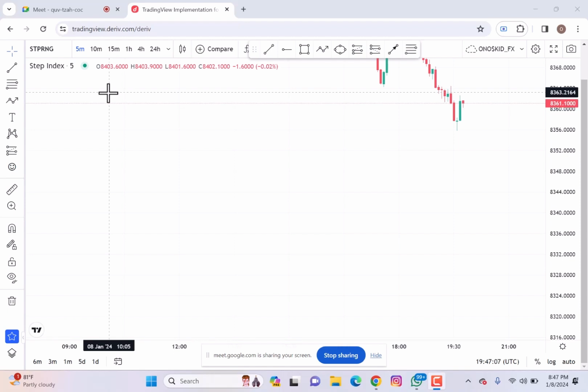Some textbooks may refer to it as area of value. Okay? Because I remember when I was explaining candlestick anatomy, I told us that it is not advisable for you to trade candlesticks in isolation.